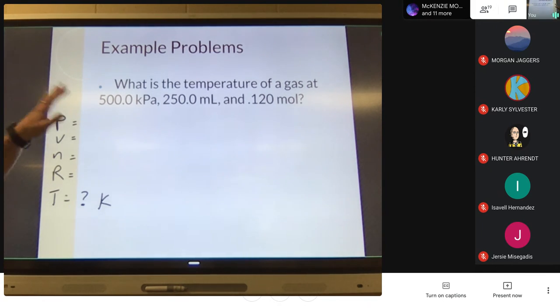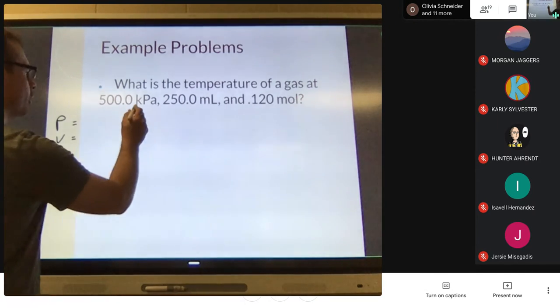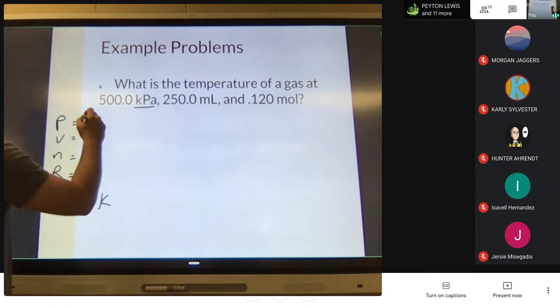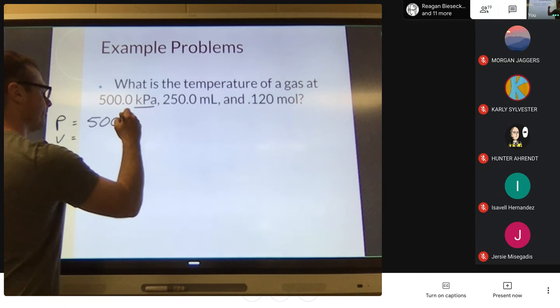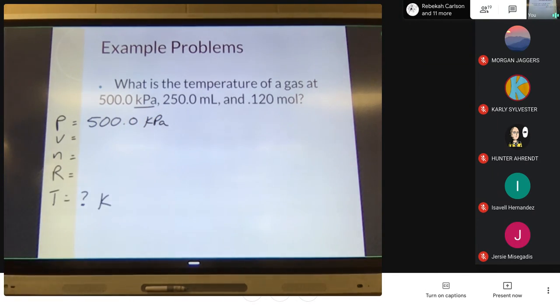The temperature of a gas. Now, notice I didn't give you what the pressure is, what the volume is, what all that stuff is. This is where you're going to have to know your labels. You're going to have to know and learn that kPa stands for pressure. So we're going to have 500 kPa there. Volume is 250 milliliters.